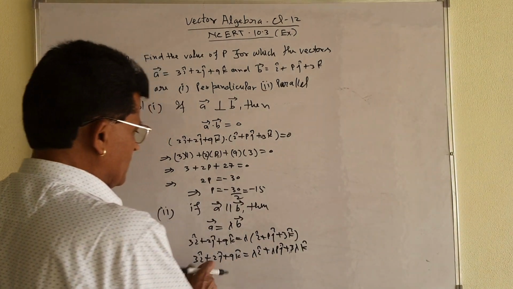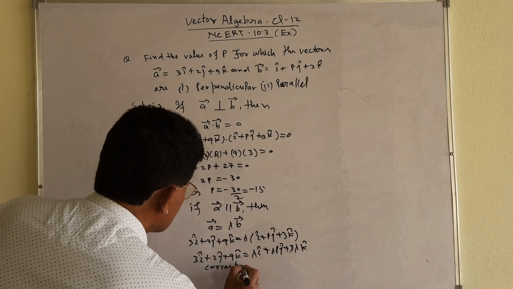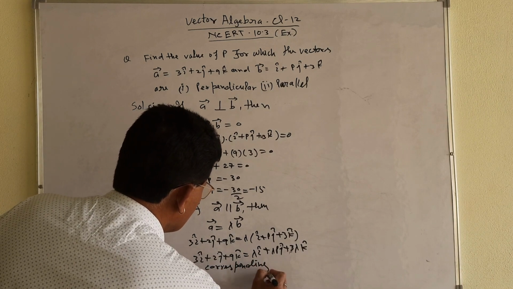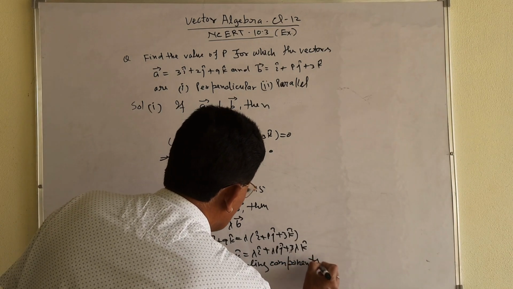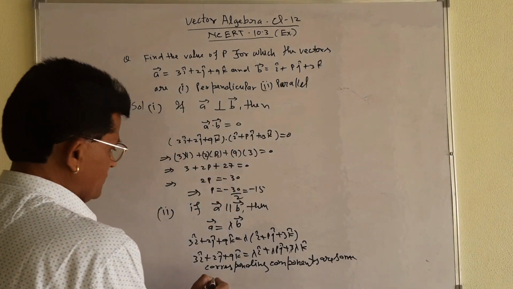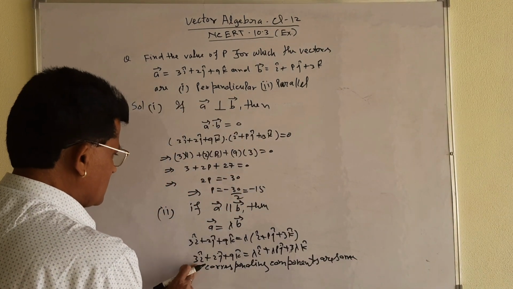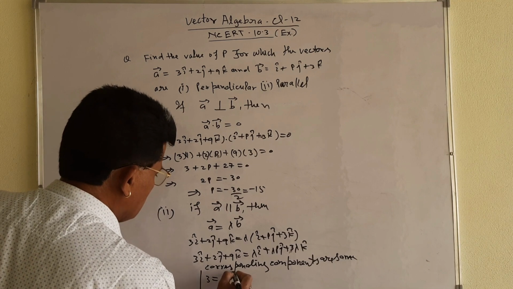If their corresponding components are same, then vectors will be equal. 3 will be equal to lambda. That is why the value of lambda you got is 3.